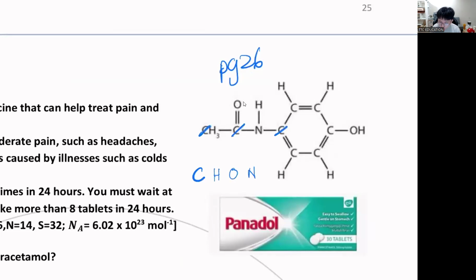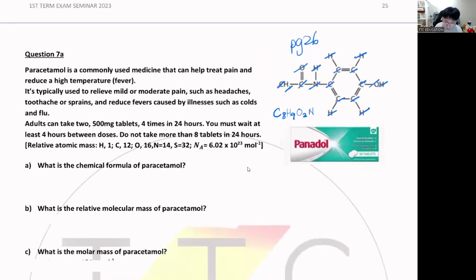1, 2, 3, 4, 5, 6, 7, 8. So C8. How many H? 3, 4, 5, 6, 7, 8, 9. So 9 H. How many O? 1, 2. So 2. How many N? 1, no more. So guys, you see the answer: C8H9O2N, or NO2.